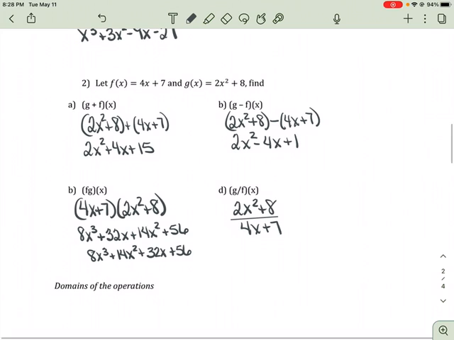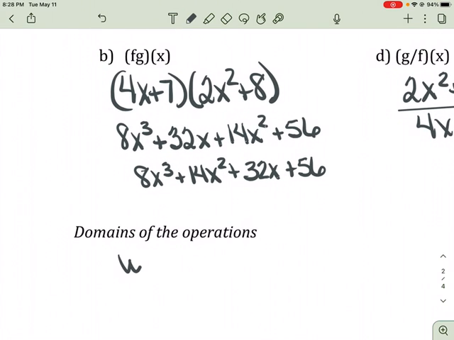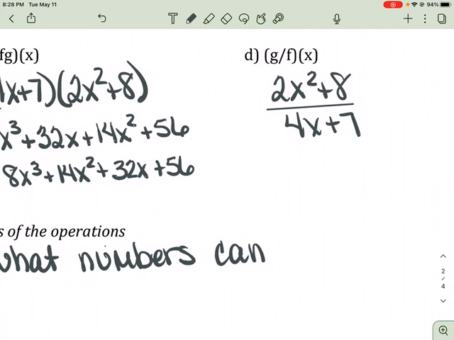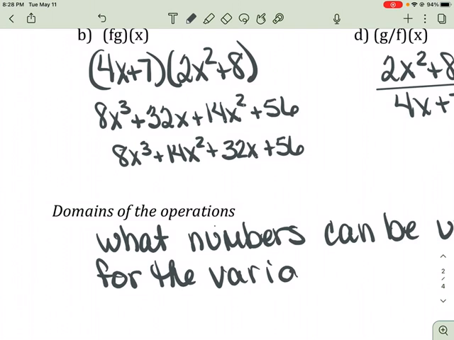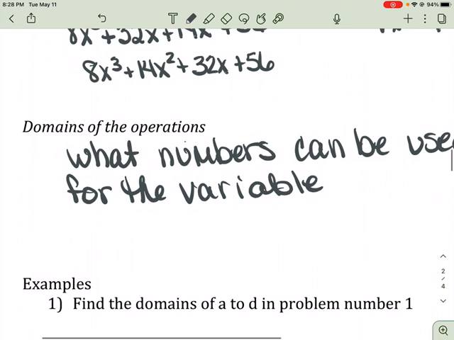All right. Now, let's talk about domain. This is the other key component. Domain, remember, is what values can we use for x, or the variable. What numbers can be used for the variable? Our big concern is denominators.